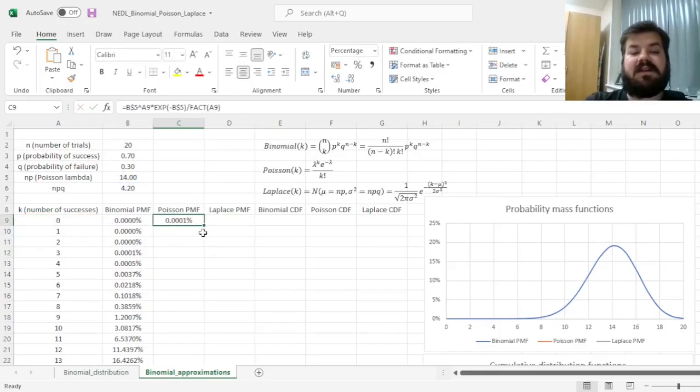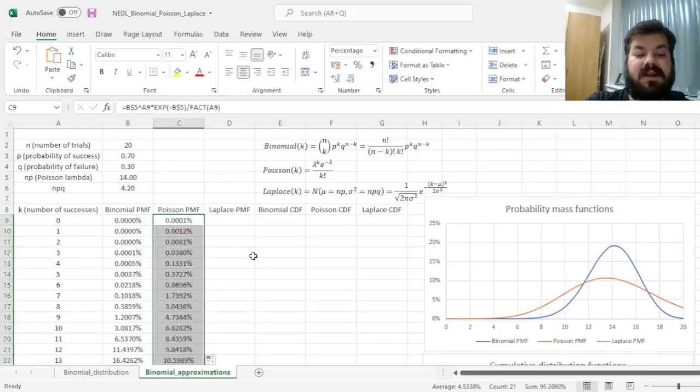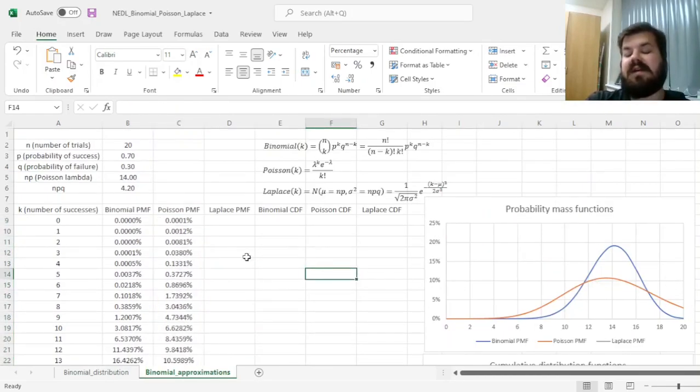And having applied this function, we can bottom click it all the way down and see that even graphically there is a very noticeable divergence of the Poisson probability mass function and the true binomial probability mass function in orange and blue respectively.